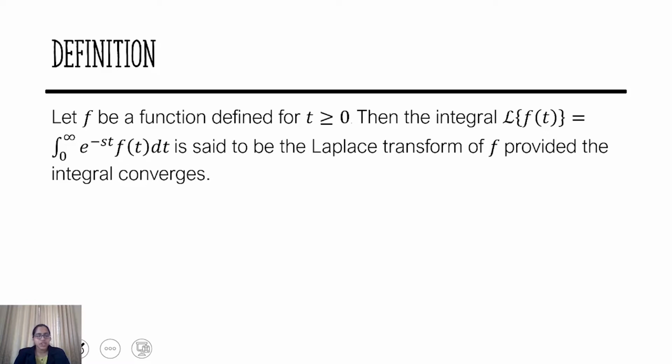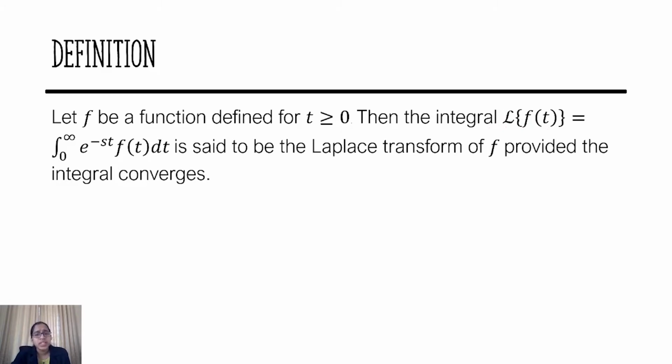So this is the definition. Let f be a function defined for t greater than or equal to 0. The integral from 0 to infinity of e raised to minus st times f of t dt is called the Laplace transform, and it is denoted by script L of f of t.